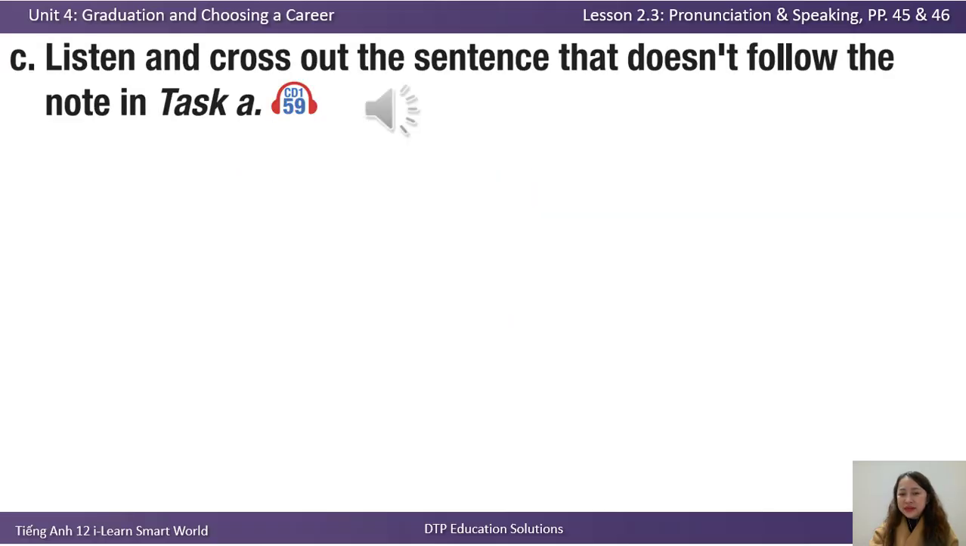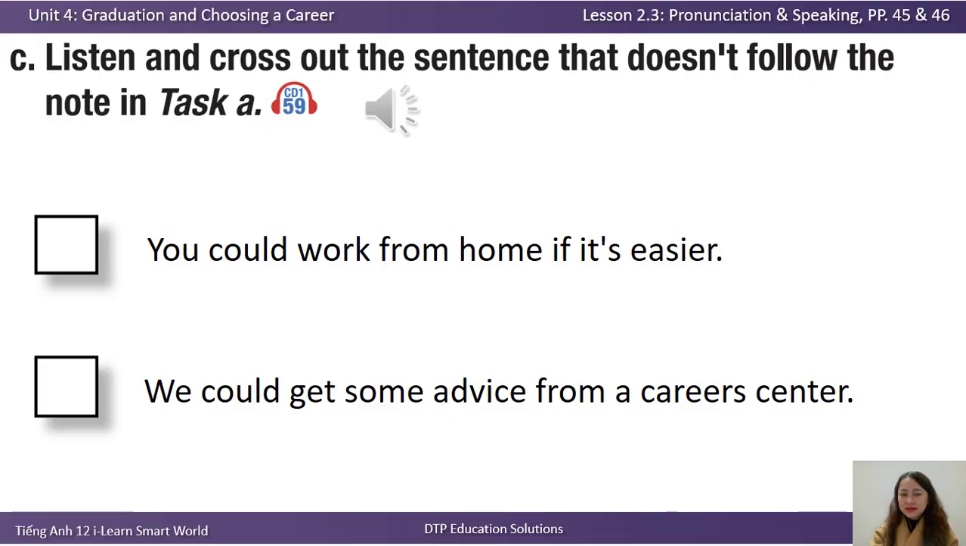Let's move to part C. In this task, you listen to the sentences and identify which one doesn't follow the rule we learned in part A, where we stretch the word could for certainty. Let's listen carefully to the audio. Pronunciation. C.